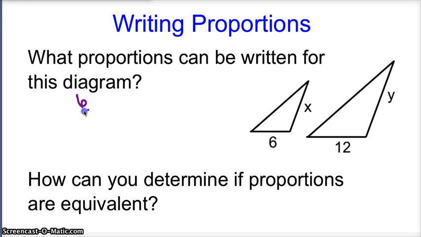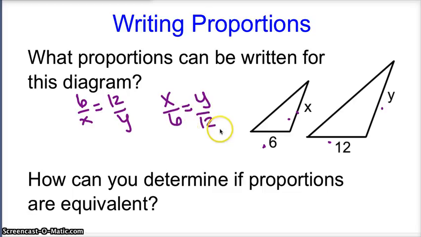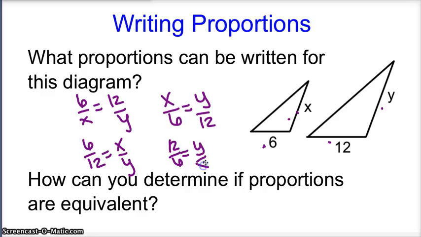We can talk about 6 over x, and it would be set equal to 12 over y. Notice I went from the small to the tall, flat to tall. Somebody else might say, can't we reverse it? Sure, we could go x over 6 is the same thing as y over 12, as long as you're consistent in your pattern. Another proportion might be going across, 6 to 12, then we would have to go x to y. Similarly, we could go the other way and say 12 over 6 is the same as y over x.